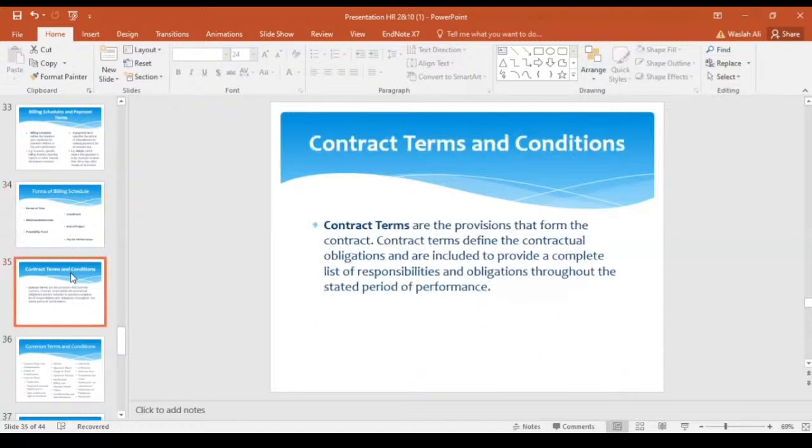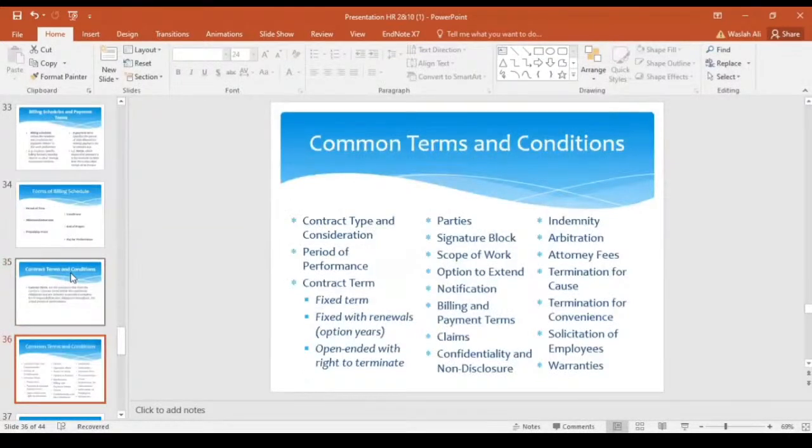Now, contract terms and conditions. There are some terms and conditions required for any contract. So contract terms are the provisions that form a contract. Contract terms define the contractual obligations and are included to provide a complete list of responsibilities and obligations throughout the stated period of performance. So these are the responsibilities on both sides of the parties and are important to be followed by both parties. Some terms and conditions are explained in the next slide.